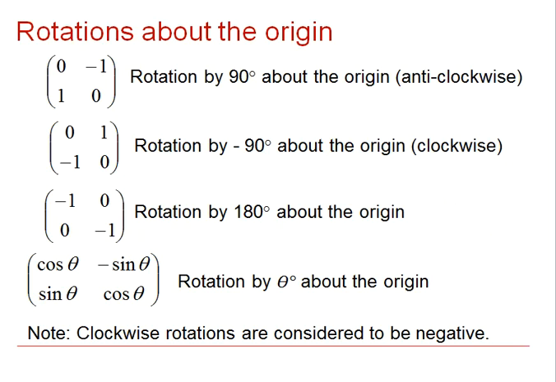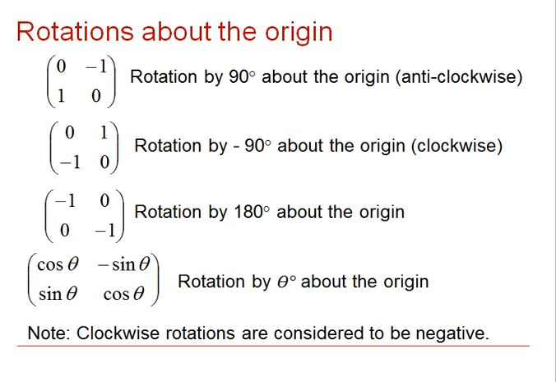Noting that all these rotations are anti-clockwise, as being in a positive direction, and that clockwise rotations are considered to be negative, let us just revisit some of the rotations we have met so far. So, for example, rotation by 90 degrees was 0, 1, minus 1, 0. Stop and think about the cos and sine values for 90 degrees. Rotation by minus 90 degrees, in other words clockwise rotation, was 0, minus 1, 1, 0. Rotation by 180 degrees about the origin, and in this case the direction doesn't matter, was minus 1, 0, 0, minus 1.